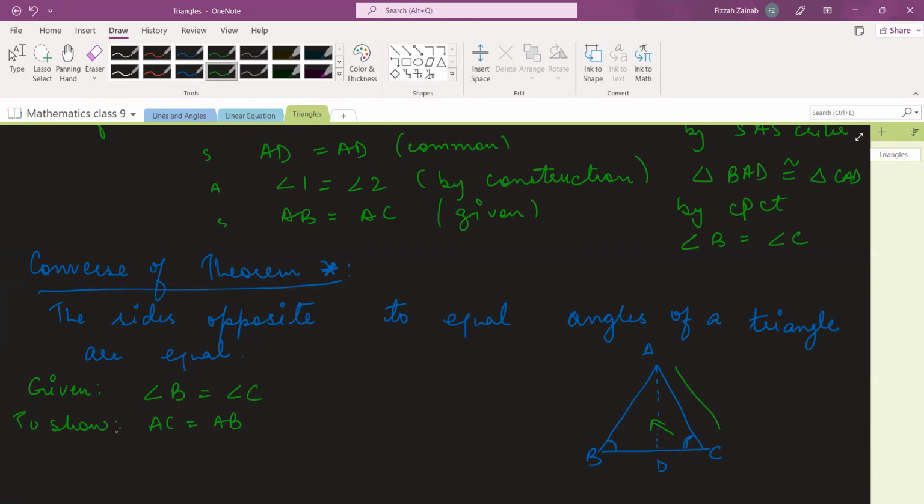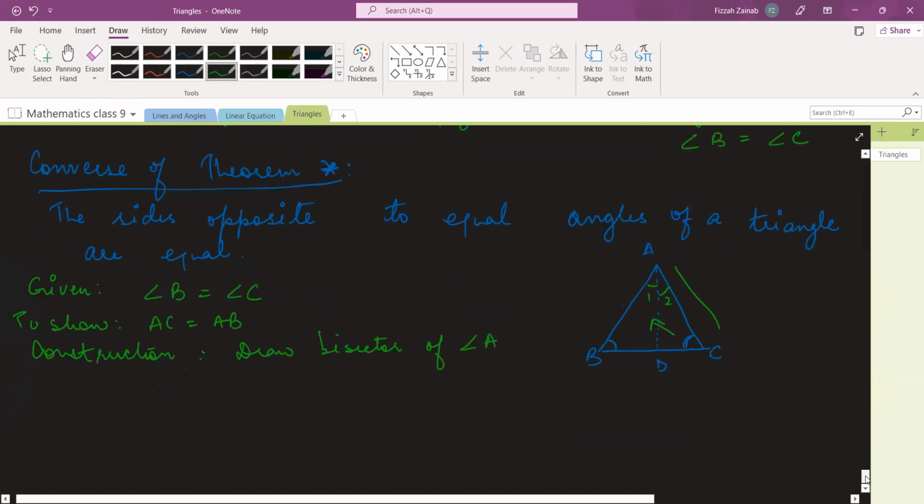Understood? Yes, okay, ma'am. Let us show it the same way. We do a construction that draws the bisector of angle A. So if I just call it angle 1 and I call it angle 2, and right now take these two triangles again. So in triangle ABD and triangle ACD, clear?